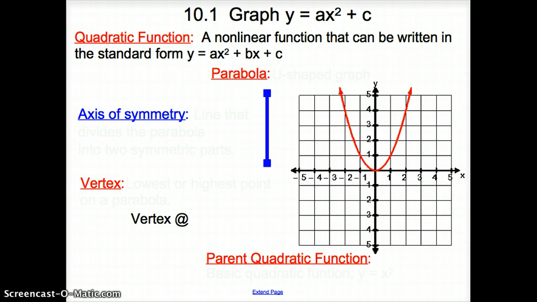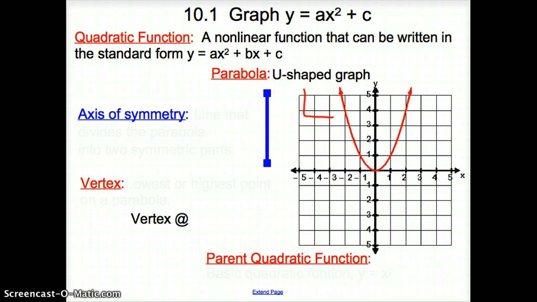We are going to be starting chapter 10, where we are going to be graphing quadratic functions, or in other letters and numbers, y equals ax squared plus c. We define a quadratic function as a nonlinear, meaning not a line, function that can be written in the standard form of y equals ax squared plus bx plus c, which is the same thing that we were factoring in chapter 9. So a parabola is a U-shaped graph.